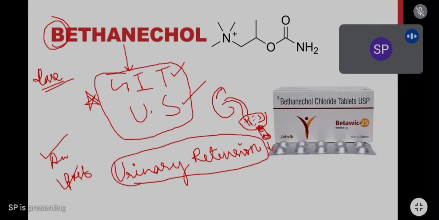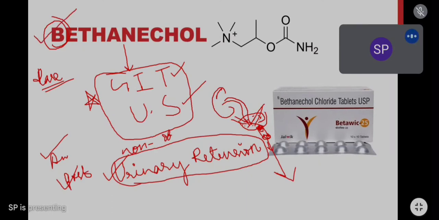So the patient can't urinate properly because the sphincter muscles will be contracted and the detrusor muscles we have on the bladder will be relaxed totally. These detrusor muscles should contract to excrete the urine out. This condition is called non-obstructive urinary retention. In post-operative and postpartum conditions, the patient will have non-obstructive urinary retention. So if anybody has non-obstructive urinary retention, we usually prefer bethanechol.